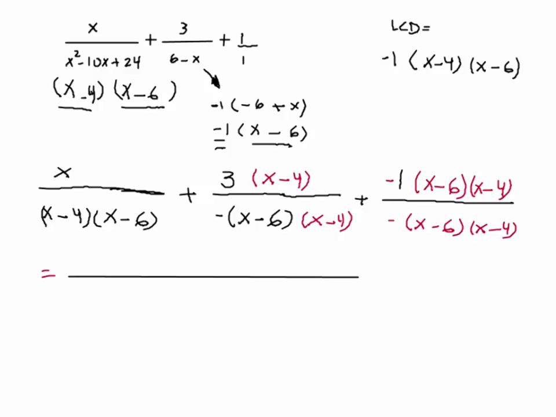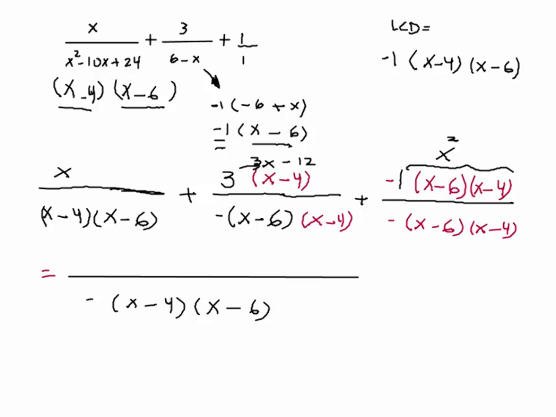So I have my LCD here, minus x minus 4 times x minus 6. At the top of the fraction, I can go ahead and multiply these. So this would give me 3x minus 12. And I distribute this 3. And here, if I multiply these two together, I would get x squared.